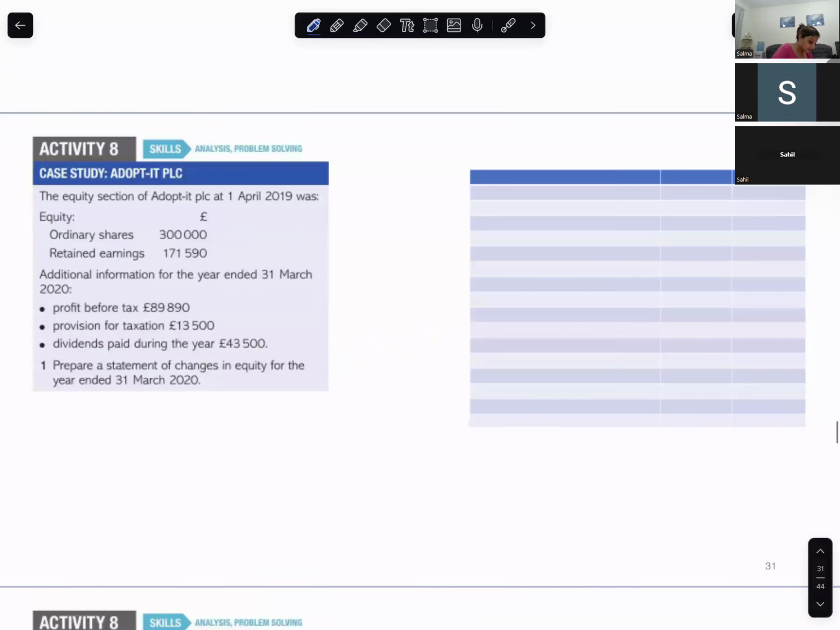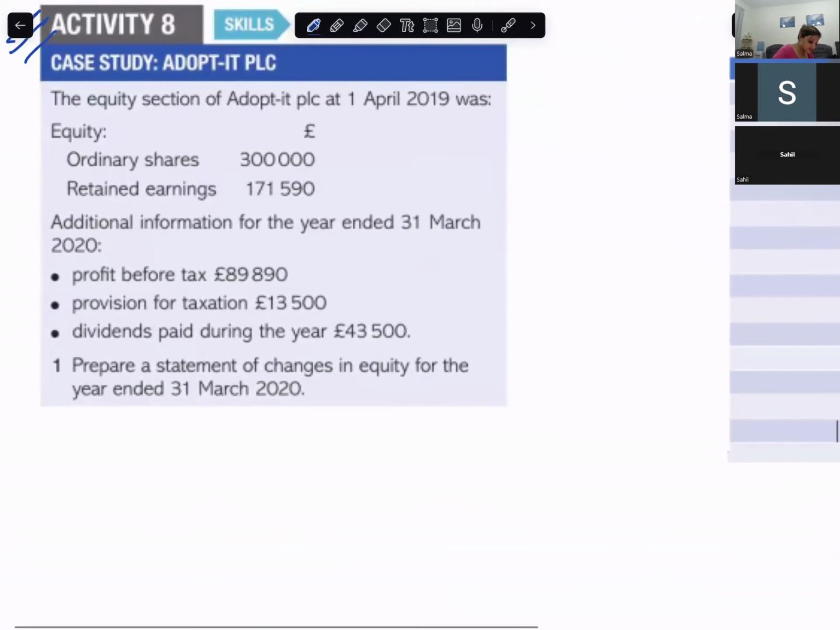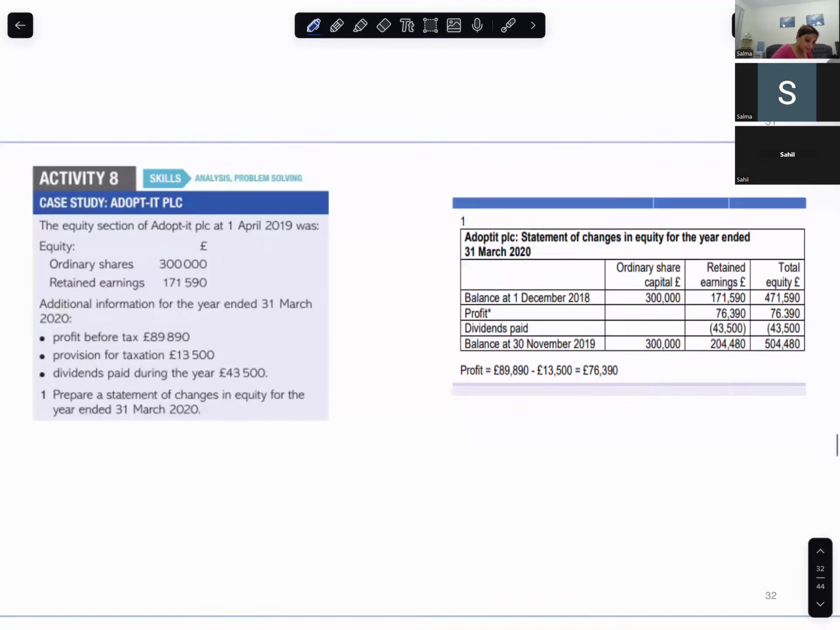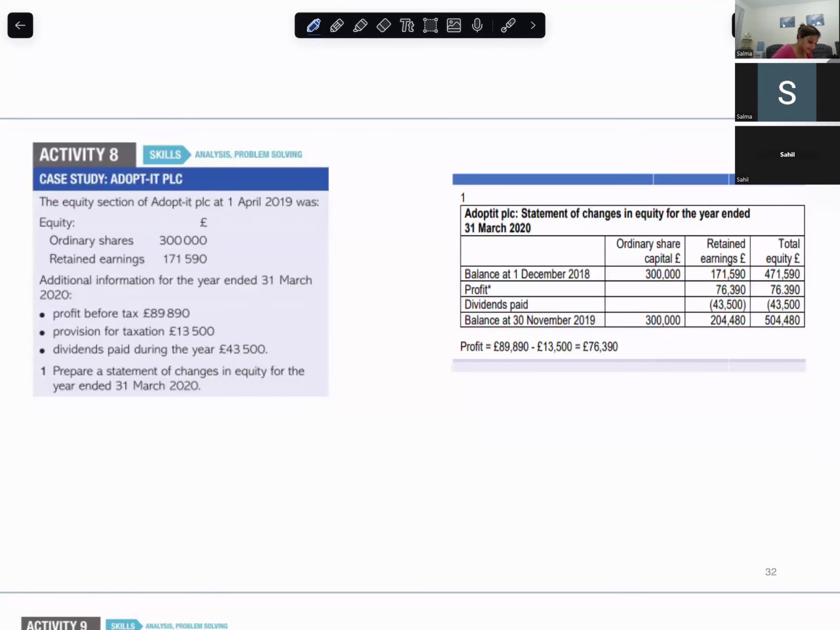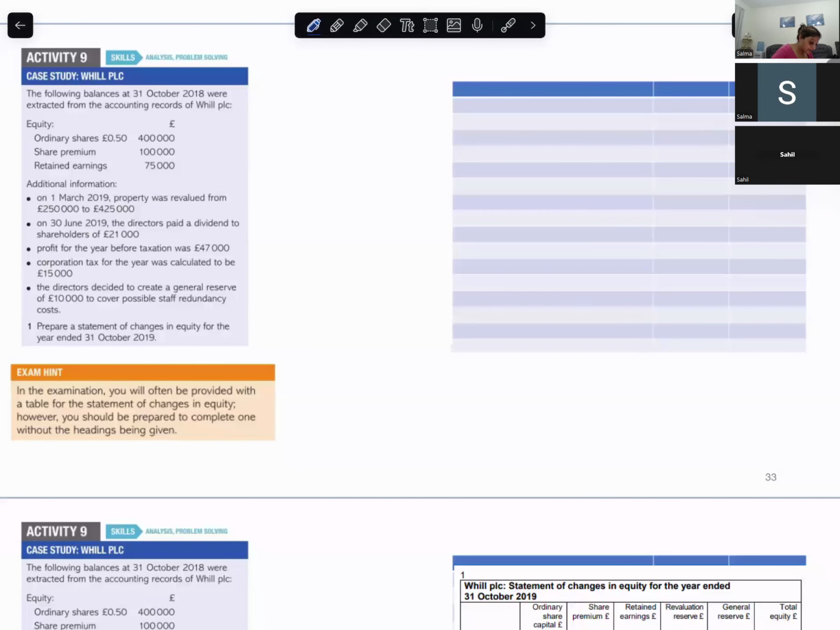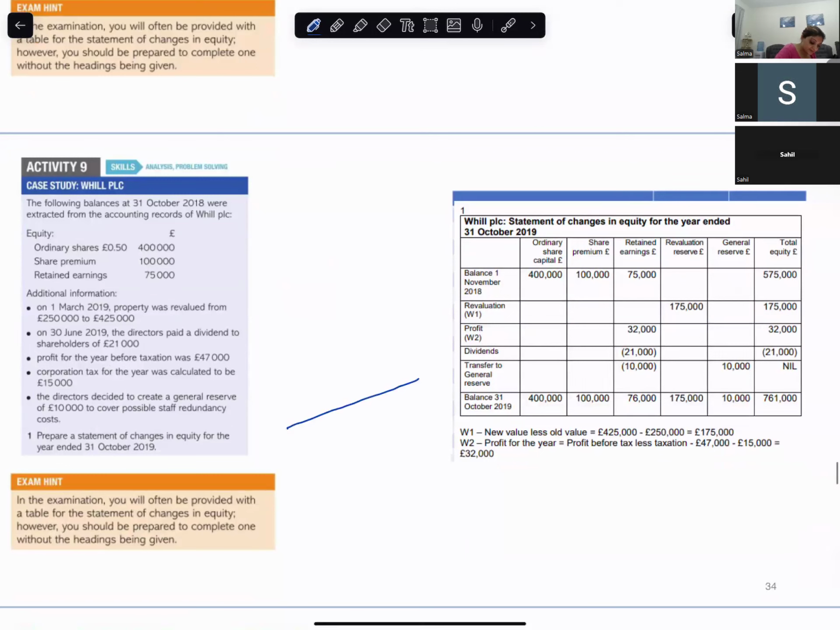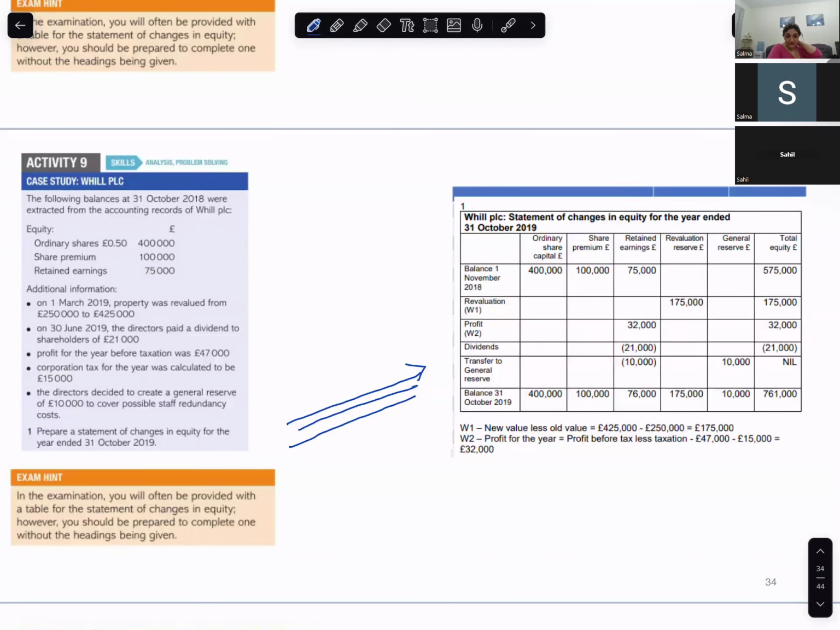Okay, this is your statement of changes in equity. Now I want you to do your activity number 8. Just see this, it is just the same thing. You will pause and do it. This is the marking scheme for it. I'm just showing it so that you can pause and then check from it. You also have the PPT with it, right? Then this is your activity 9. Again, I want you to do it. There is a place for it to do. And after you do it, there is a marking scheme for it. So you can check from the marking scheme. Complete the statement of changes in equity, and after that, I will give you the role of auditor. After the role of auditor, this chapter is complete.